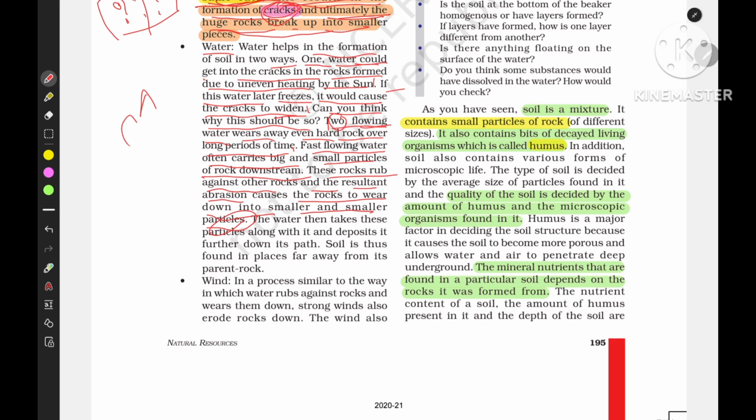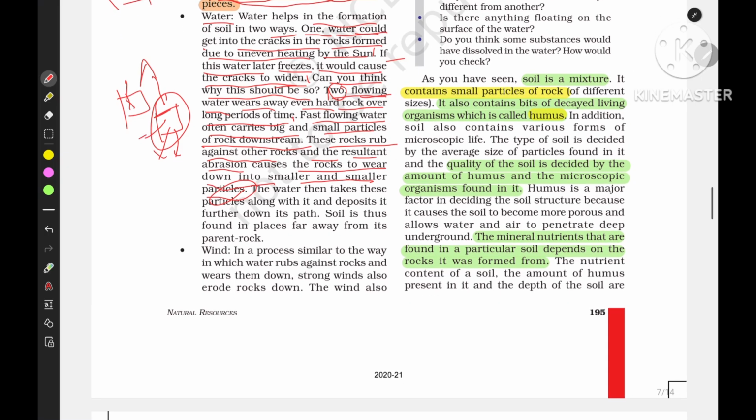One is when water goes in the cracks and freezes, the volume of the water becomes larger when it is in a solid state, so it widens the crack. And the second reason is the flowing water also washes the top layer of the rocks, and it washes out small particles over time due to friction and collision. These rock particles get smaller and smaller and ultimately form soil.